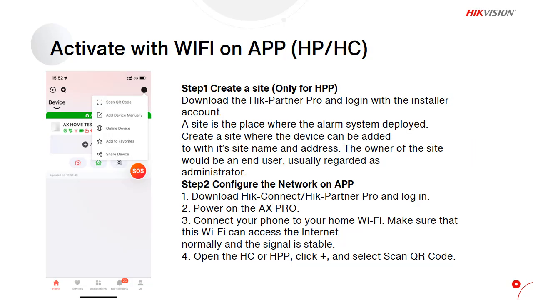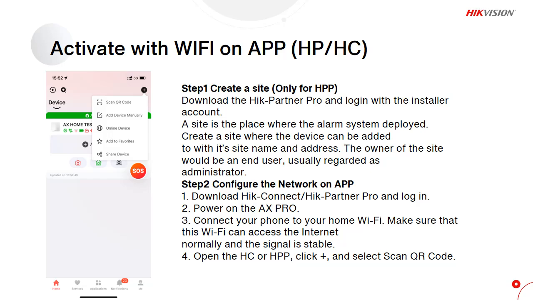When initializing the device with HEEC Partner Pro or HEEC Connect, the Ax Pro should always be added to an installer account first. The installer account will invite and transfer ownership to the administrator account later, after finishing all initial setup and tests. Follow the steps below to initialize the wireless alarm system. You can activate the device by Wi-Fi, LAN, or SIM, 4G, GPRS. But we will demo the activation with Wi-Fi on HEEC Partner Pro or HEEC Connect now.